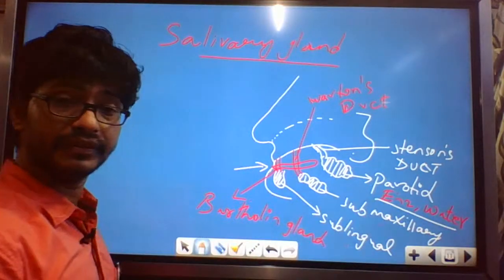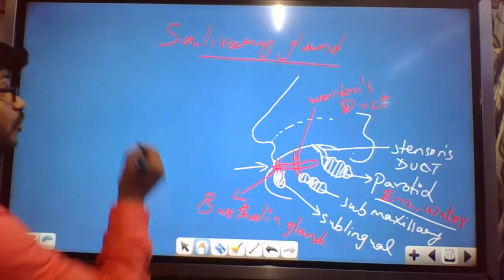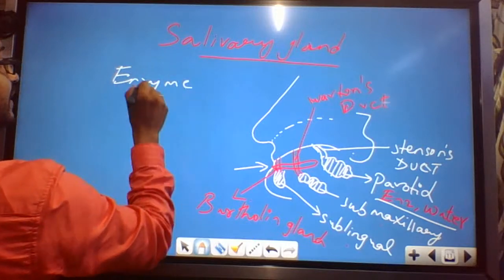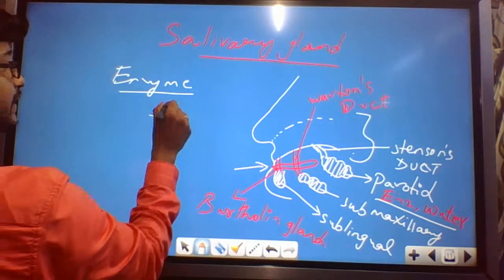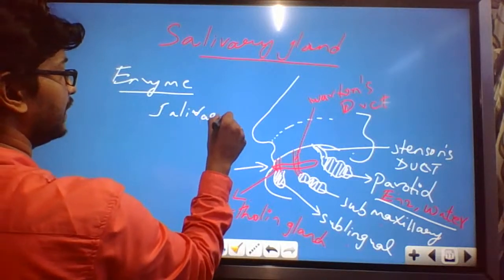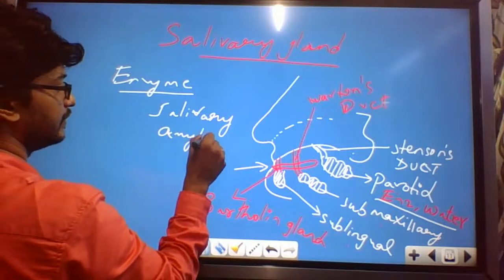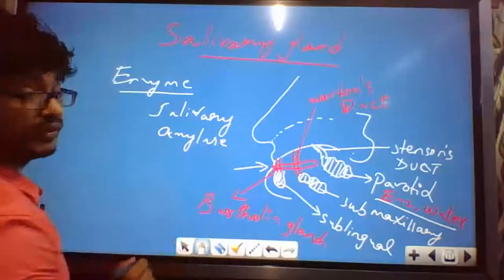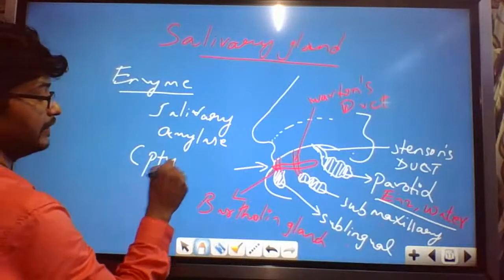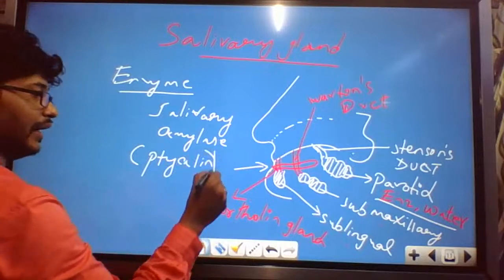Any enzyme, definitely in salivary glands, it is salivary amylase enzyme. So the enzyme secreted here is the salivary enzyme. The name of the enzyme is salivary amylase. What is the other name for salivary amylase? Ptyalin. Ptyalin is the other name for salivary amylase.